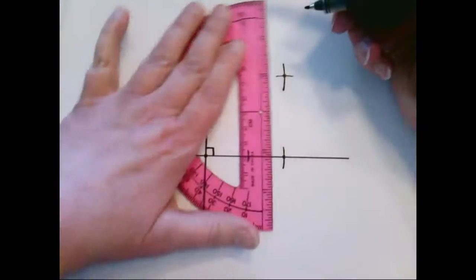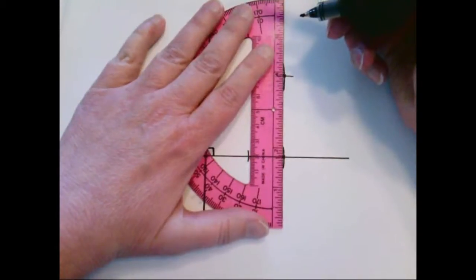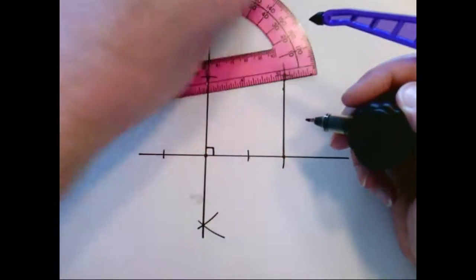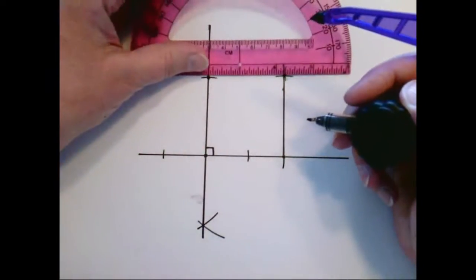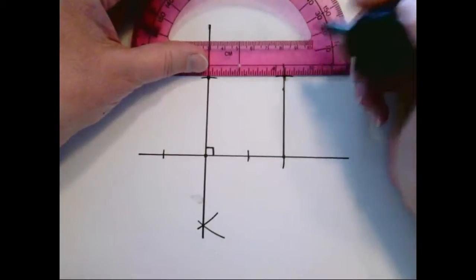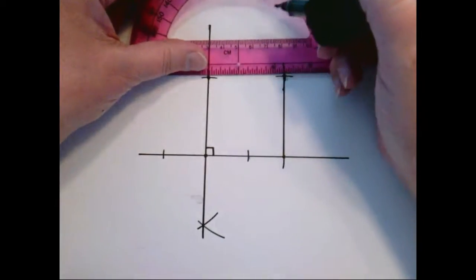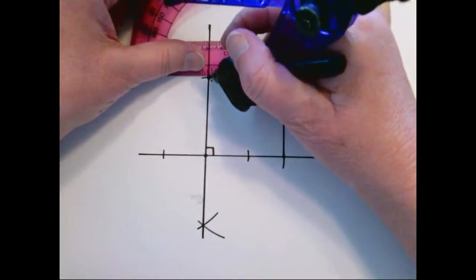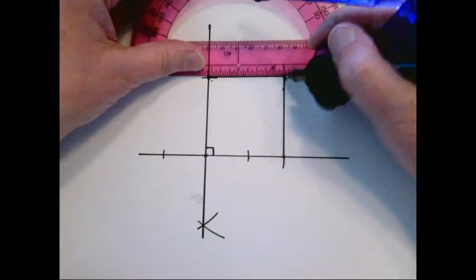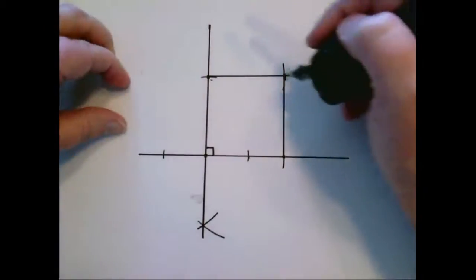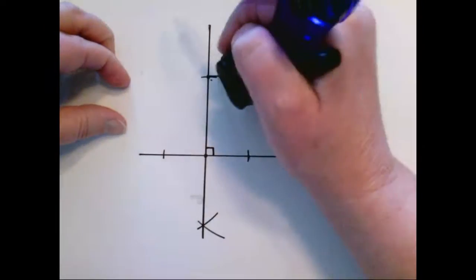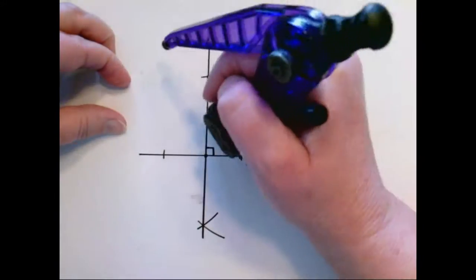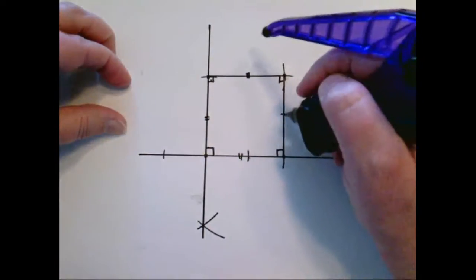So all I have to do now is connect the vertices of my square, that one, and these two. And because we started by constructing a right angle, and we did not change the setting on the compass when we constructed these other line segments, we know that what we've got is a square that has 4 right angles and 4 congruent sides.